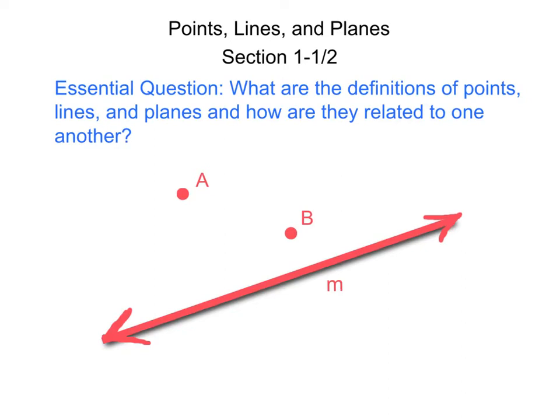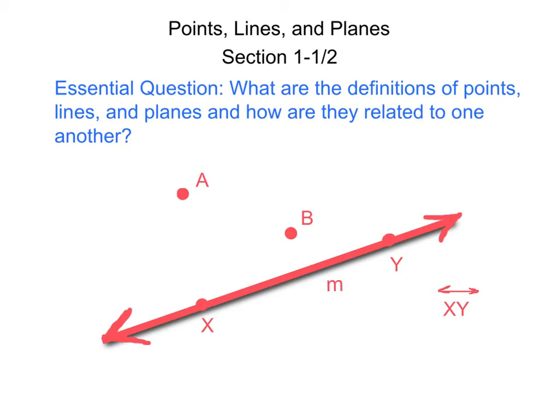Now we can identify the line by a lowercase letter, in this case M, so we could refer to this as line M. Now, if the line contains two points, in this case point X and point Y, we could also refer to this as line XY. This can be written as XY with a line over it with arrowheads at both ends of the line. You could also refer to it as line YX. Either case is perfectly acceptable.